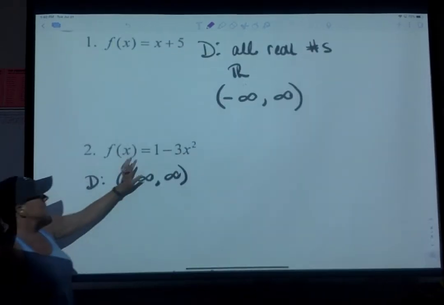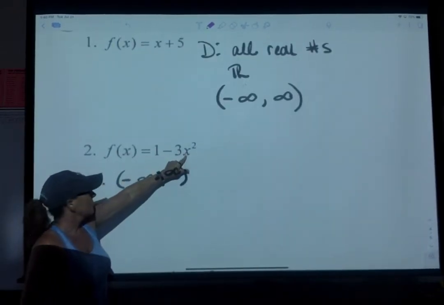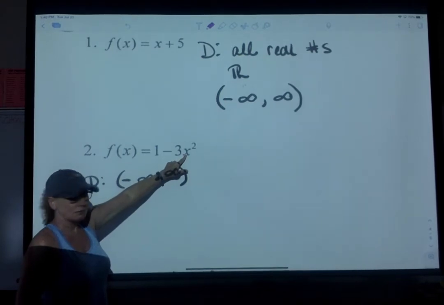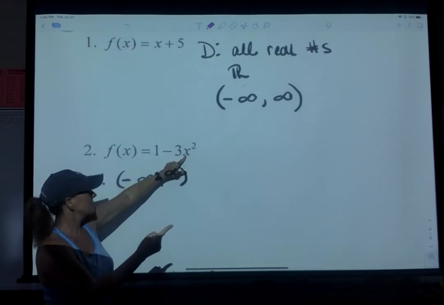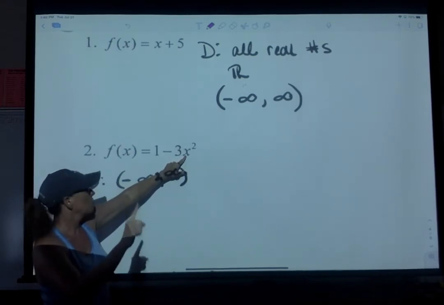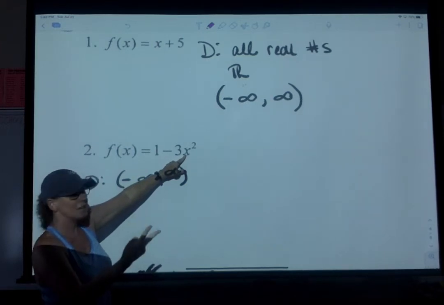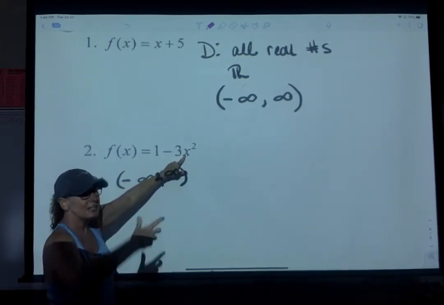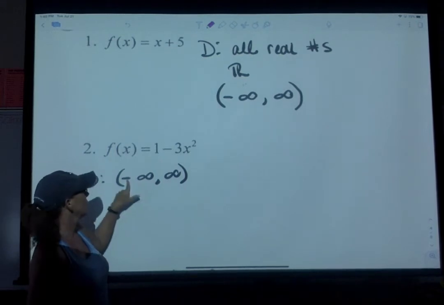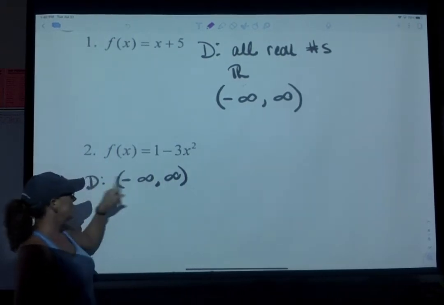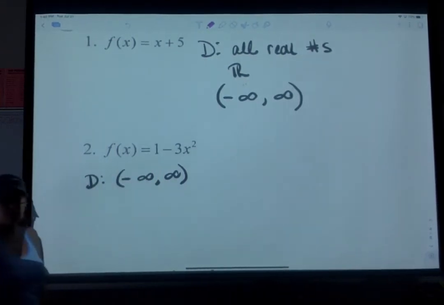Next one. What numbers can you plug in for x? Well, is there anything you have to worry about? Are you ever going to worry about dividing by 0? No, there's no division in this problem. What about a radical? No, you're never going to square root a negative. There's no root in this problem. You're good. You can plug in anything. My domain, negative infinity to positive infinity.